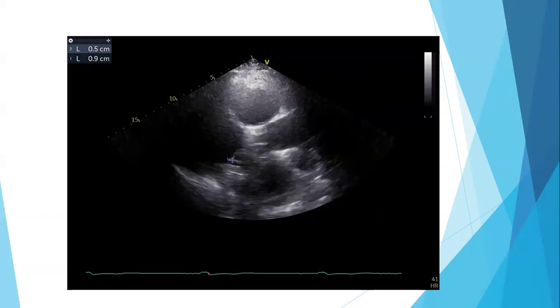This was a small mass measuring 5 by 9 millimeters seen related to the occluders of the mitral valve, for which we are assuming that this is causing the obstruction or the elevated gradients measured throughout the previous measurements.